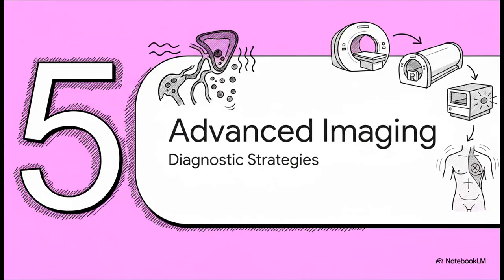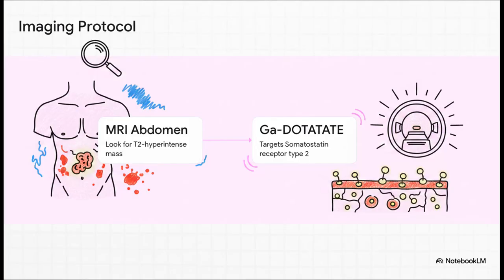Section 5. Advanced Diagnostic Imaging Strategies. All right, once we have our biochemical confirmation locked in, we have to physically locate the tumor using a very strict protocol. Step 1 is always an MRI of the abdomen, which is classically superior to CT for this specific pathology. What we're looking for is a T2 hyperintense mass, which often has visible hemorrhage or cystic changes.